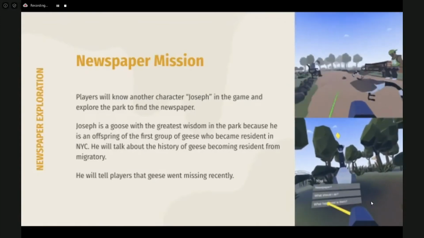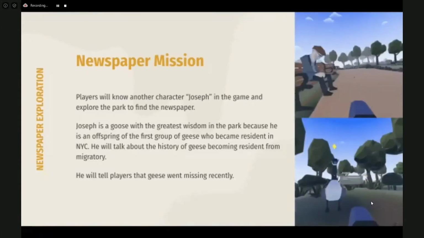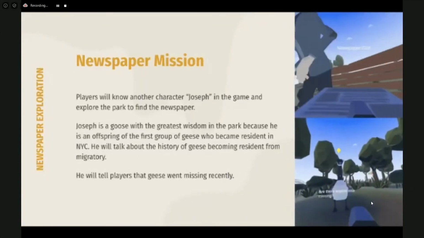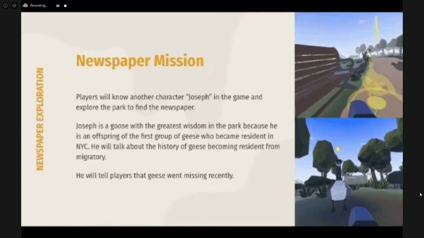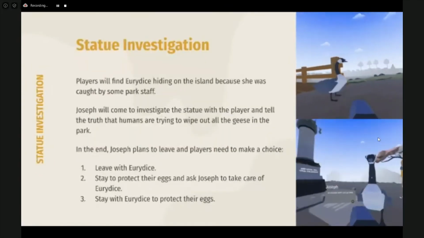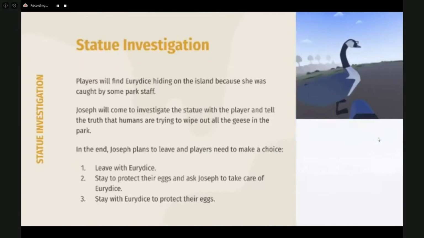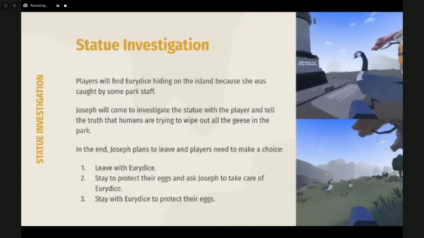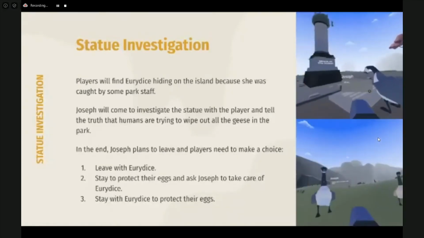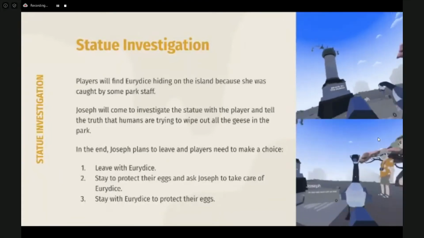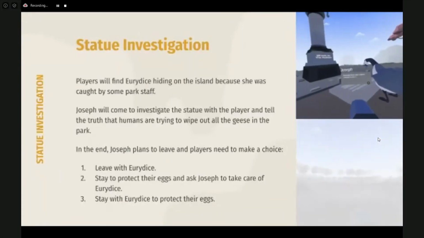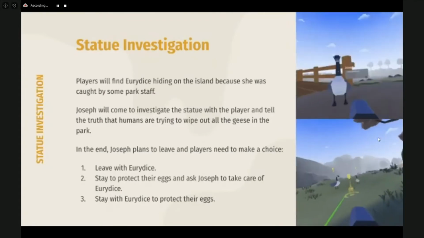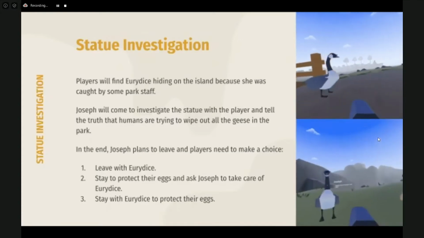After taking the newspaper, Joseph will read it and ask the player to investigate a statue built recently, which leads to the third part. The statue is on a little island where the player will find the partner Aridus. It turns out that Aridus was caught by some park staff, but luckily she escaped. After the player finds Aridus, Joseph comes and checks the statue. He will tell the truth that humans are trying to wipe out all the geese in the park, and they need to leave. However, players have just fixed their nest and have eggs to protect.